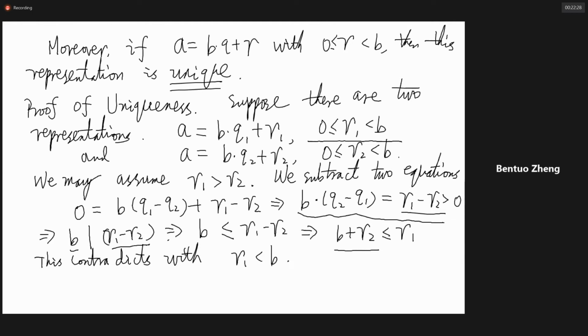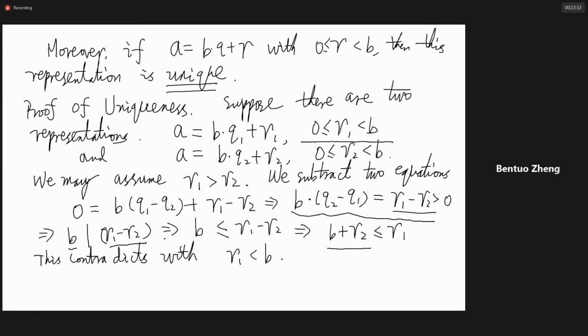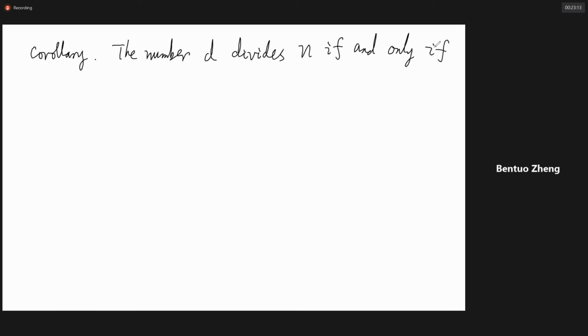Okay, so an immediate corollary tells you that a number d divides a given number n if and only if the remainder for d dividing n is equal to 0. So this is a corollary. The number d divides n if and only if, on division of n by d, the remainder is 0.